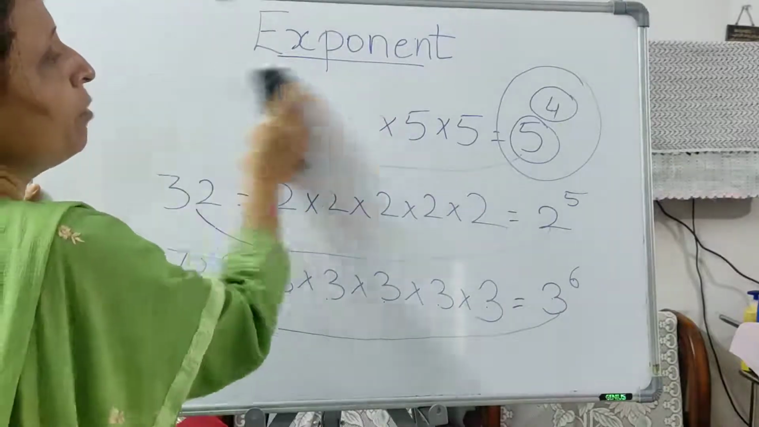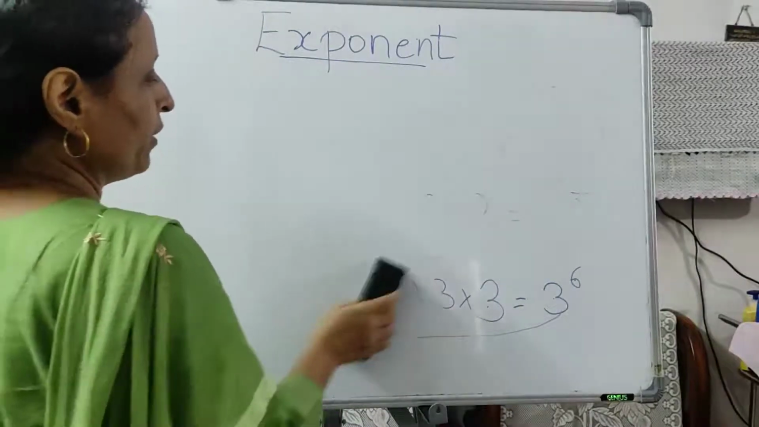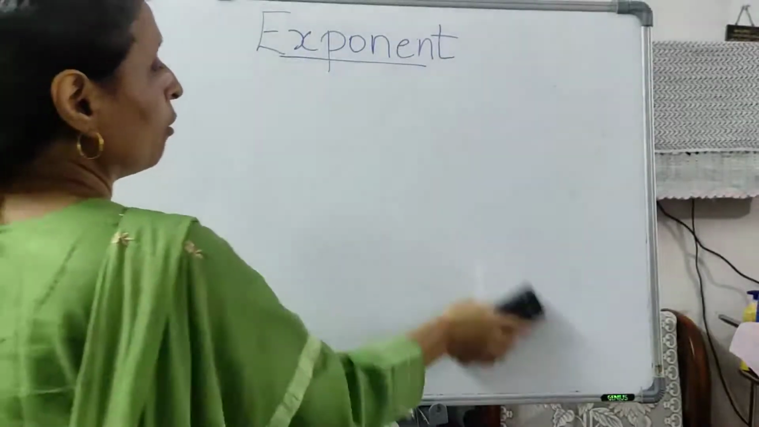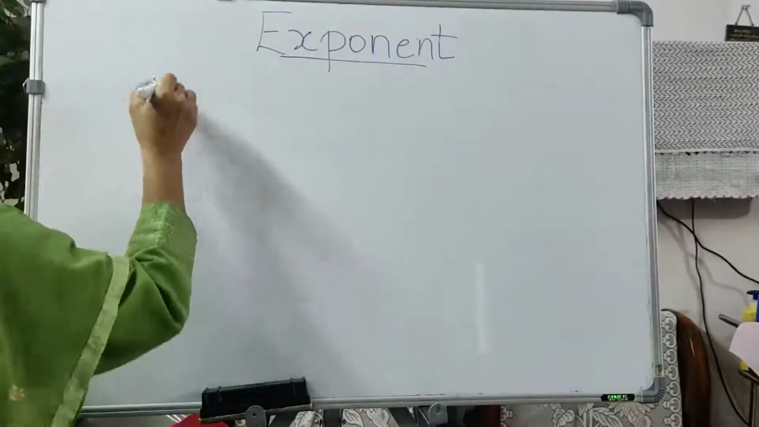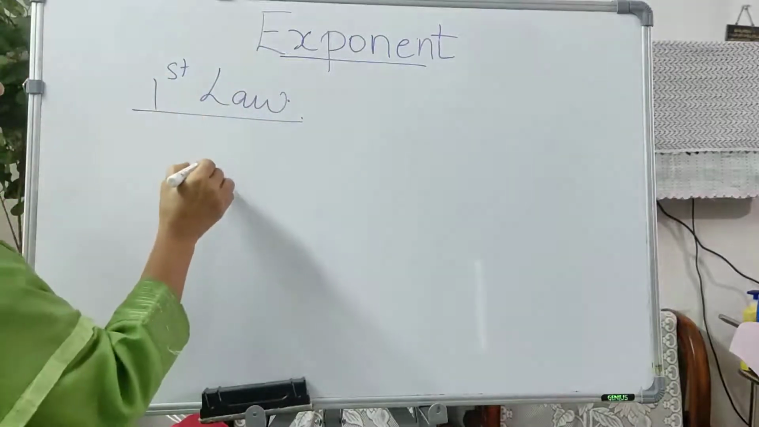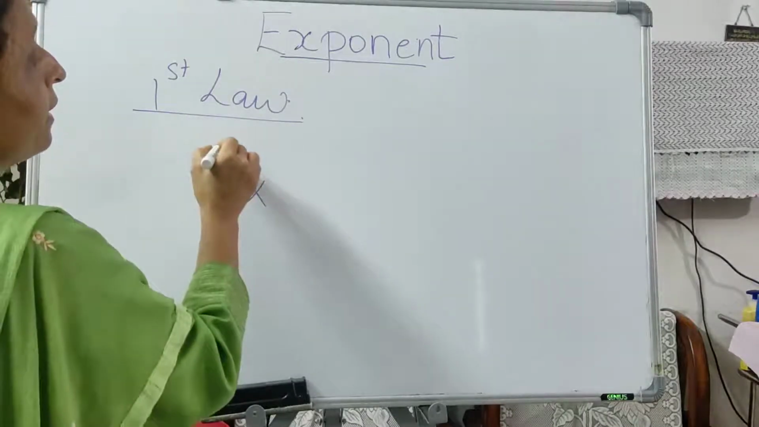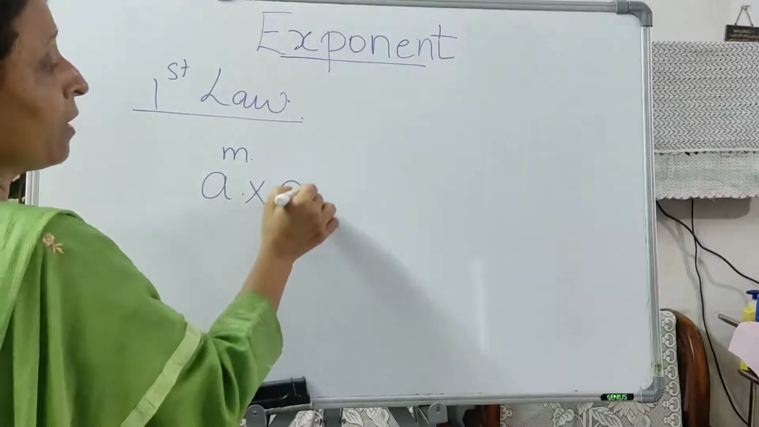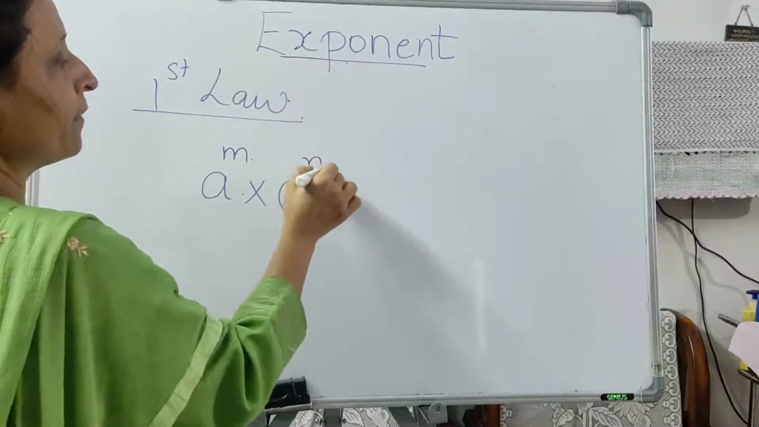Now let us see some laws of the exponent. The first law is the law of the product. So let's see what the product law, the first law of exponent, says. Supposing I have a number a, and it has the exponent m, and there's the same number, the same variable a, which has the exponent n.